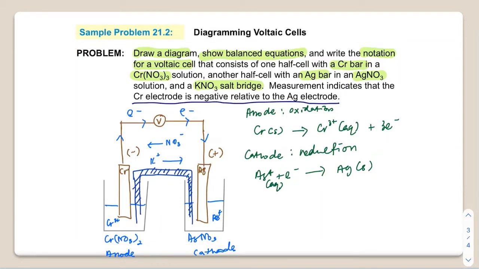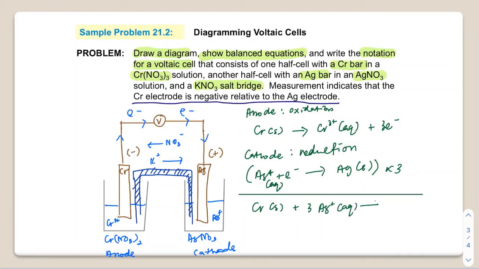So if we write the overall equation of the reaction, the overall will be Cr solid plus 3Ag plus aqueous turns to Cr3 plus aqueous plus 3Ag solid.